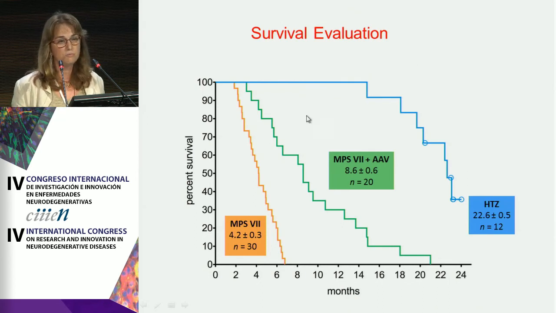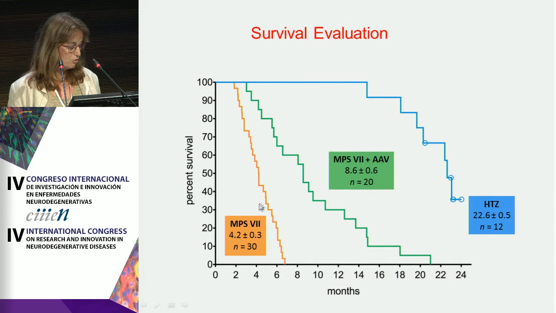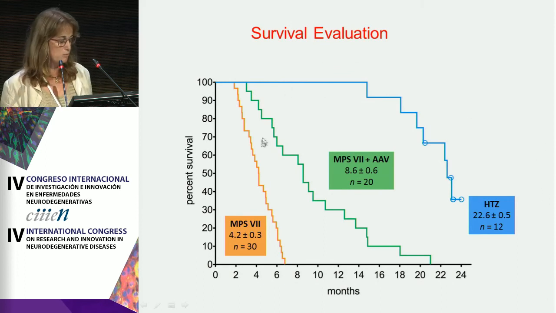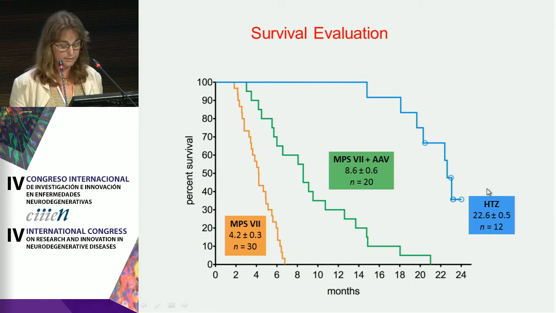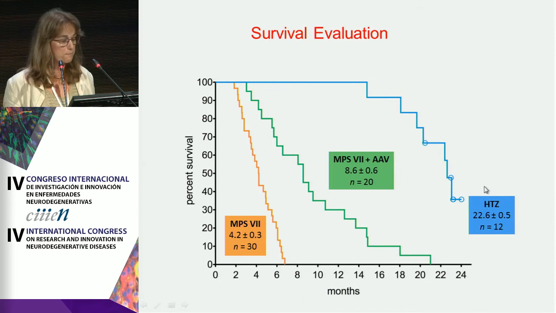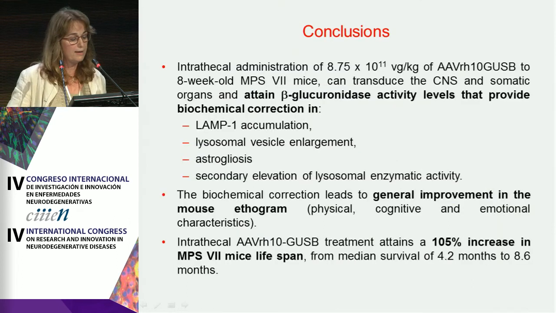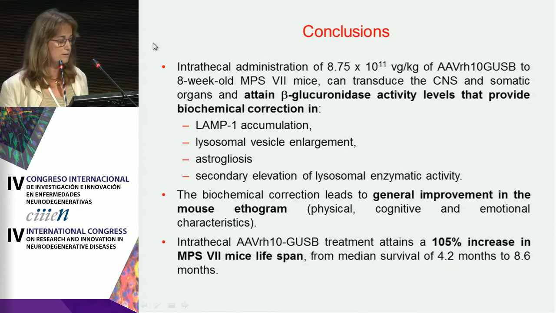This is a very severe model of mucopolysaccharidosis compared to other MPS models that are available, and it has a half-life of 4.2 months. When we analyze the survival curve of the treated animals, we could see that we more than doubled the half-life of these animals, with some of them reaching the levels of the wild-type or heterozygous animals, which have the same half-life. So this is an example of a successful treatment that we perform in our lab.